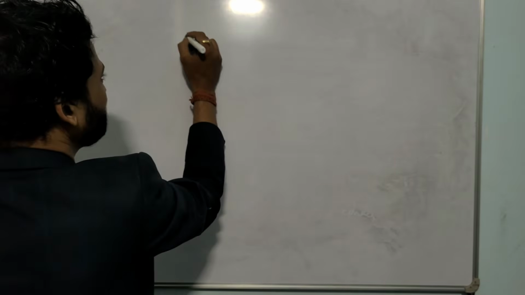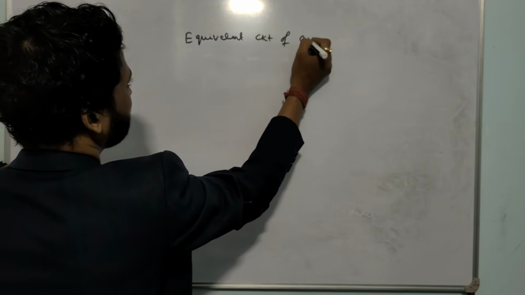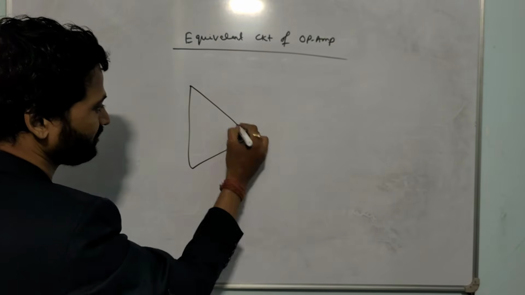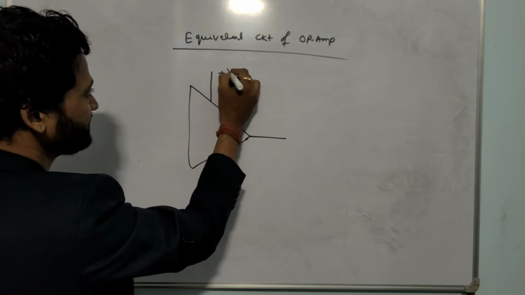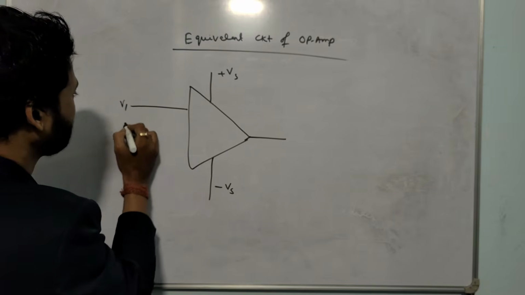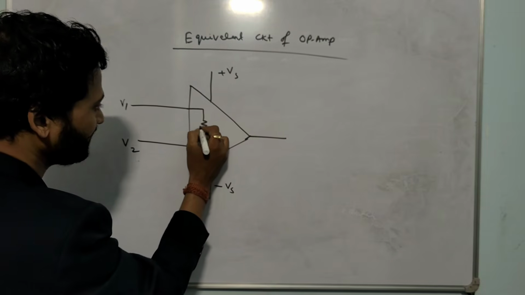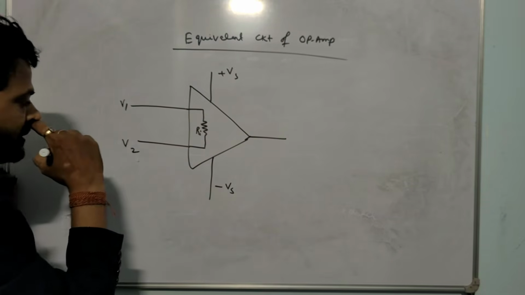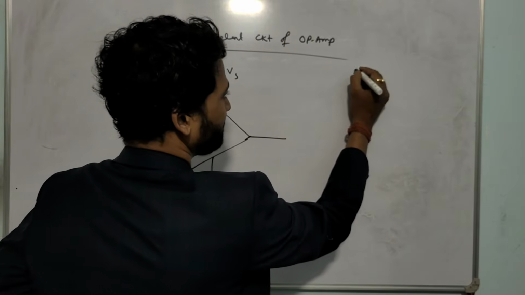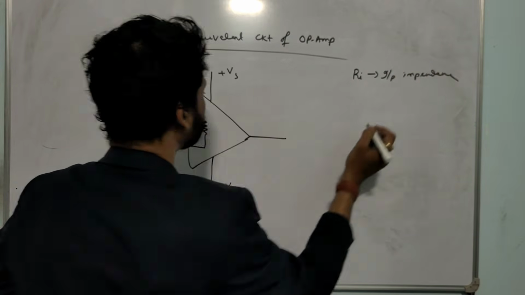So now, what is the equivalent circuit of OPAMP? Equivalent circuit क्या है, देखो जैसे मैंने बोला था, ये आपका OPAMP, plus Vs and here it is minus Vs. So one is V1 input, other is V2. So remember, there is an input impedance Ri. So ideally Ri infinite होता है, but practically it has some internal resistance. So Ri we can say input impedance.